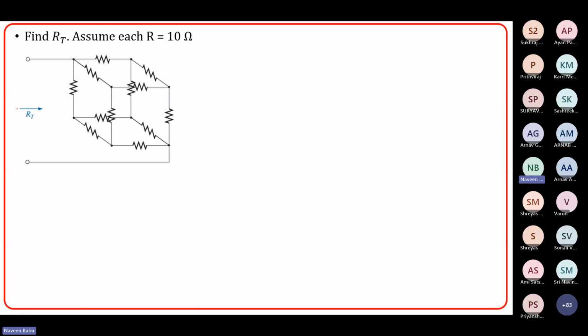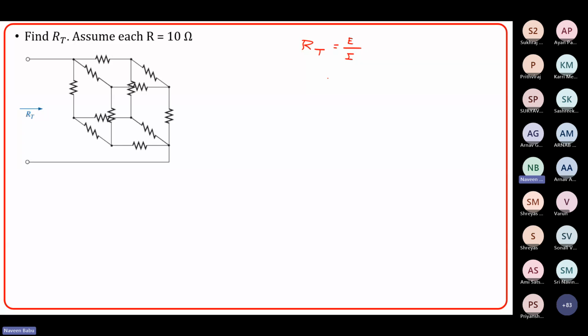What is that? You have to assume a current that is flowing. Now, what is my objective? If you want to find RT, I need the total voltage applied in the circuit and the total current in the circuit.